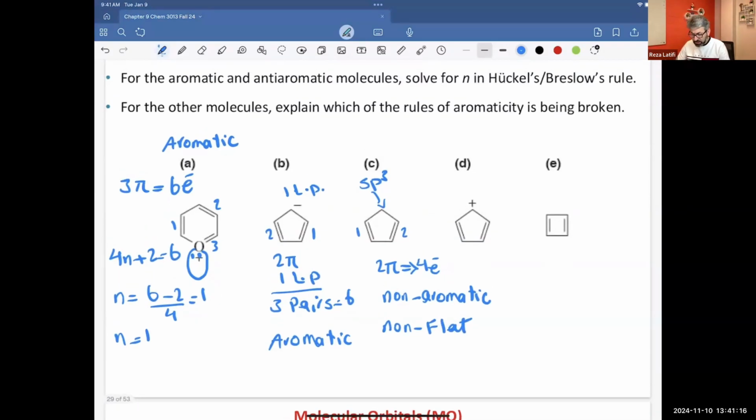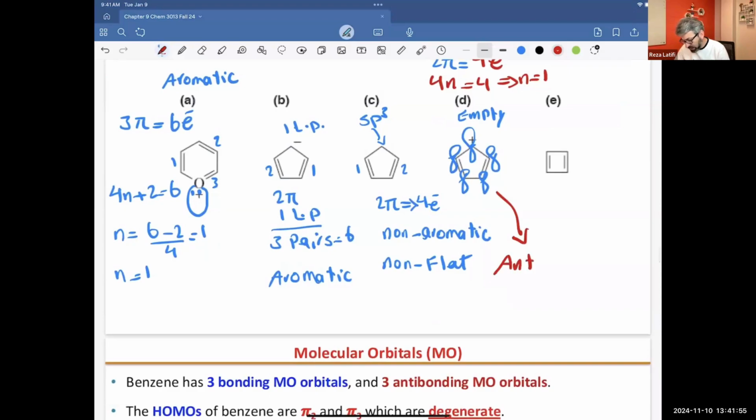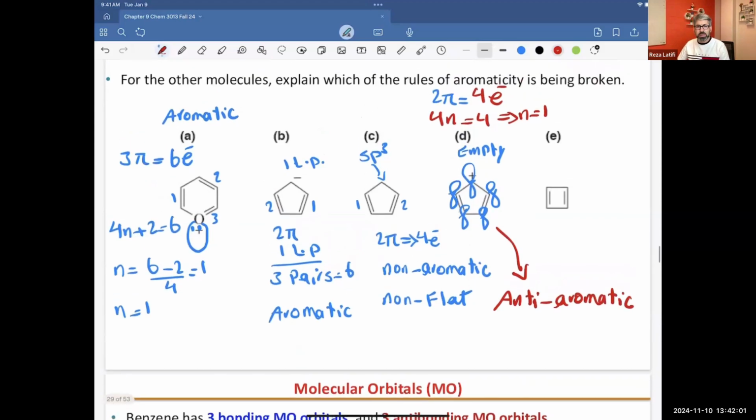Okay, how about D? In D, we have 2 pi bonds and an empty orbital here. So this one is empty. Do I have a p orbital on each carbon atom? Yes, we have a p orbital on each of them. So do we have a conjugated system? Yes. How many electrons do we have? We have 4 electrons. So this system is following 4n, and n is going to be equal to 1. So I'm going to call it anti. So D will be anti-aromatic.